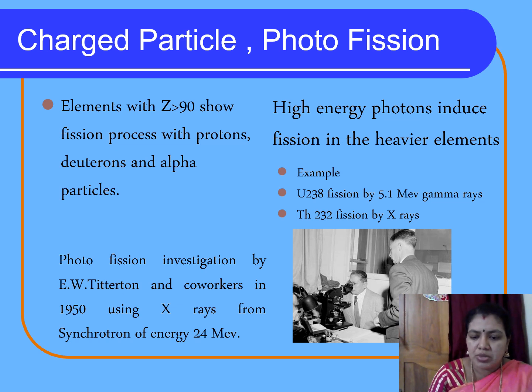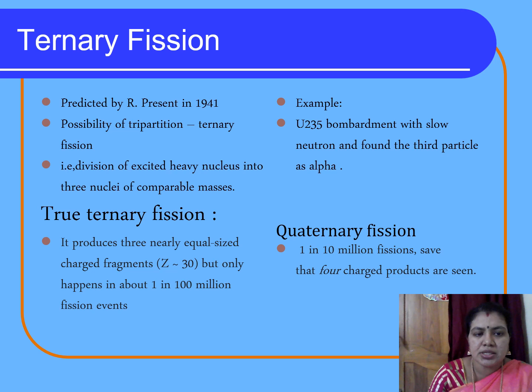So now that we have learnt up to 4 different types of fission reaction, wherein the fragmentation of a larger nucleus results in 2 smaller nuclei, the fifth type of nuclear fission reaction is ternary fission, which was predicted by R. Present in the year 1941, wherein there is a possibility of tripartition, that is, division of excited heavy nucleus into three nuclei of comparable masses.